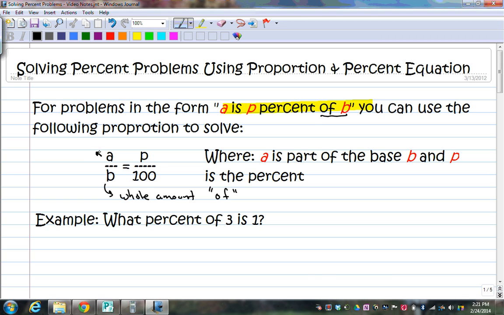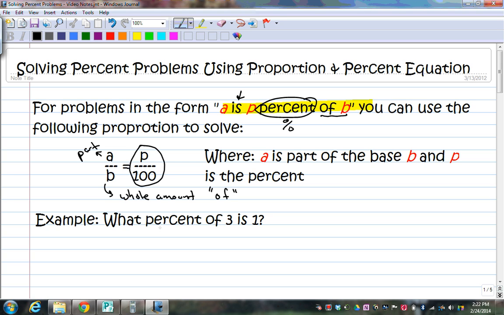A is part of the whole. So this is the part. And that's sometimes given away by the word "is," but you've got to be careful, not always. And then P is always given away by either the word percent or by the percent sign. So this part right here is the percent written as a fraction. So we have the part over the whole is equal to the percent as a fraction.